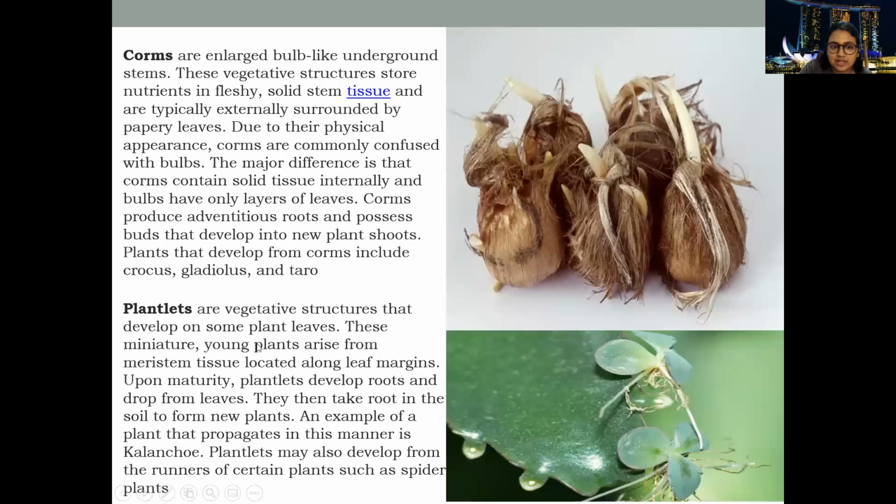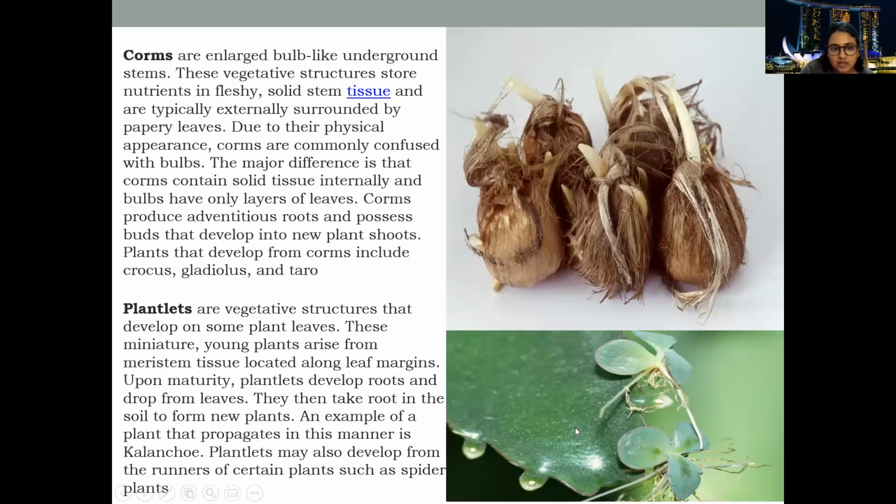Plantlets are vegetative structures that develop from some plant leaves. You know, right? Like from leaves a new plant arises. So these miniature young plants arise from the meristematic tissue located along the leaf margins. So this mainly arises from the leaf margins. They are called plantlets. They are small plants. They arise from the marginal meristematic tissue of the leaf.